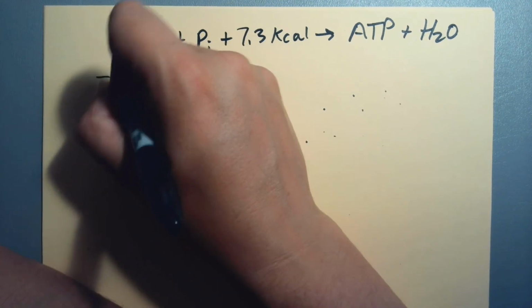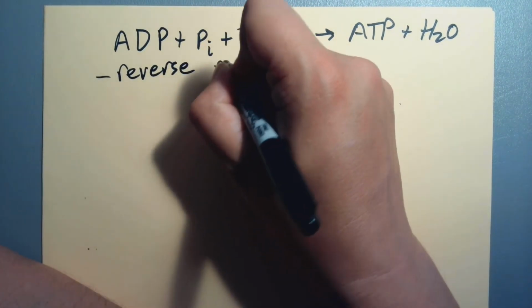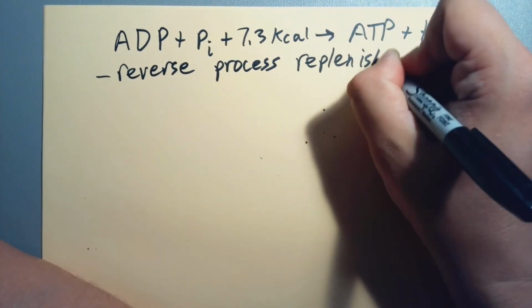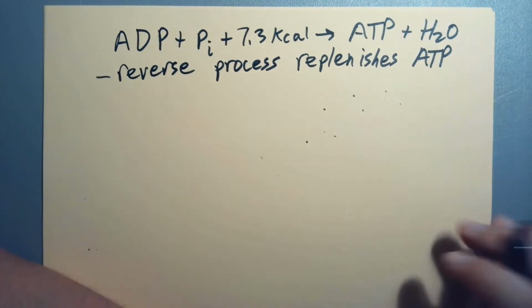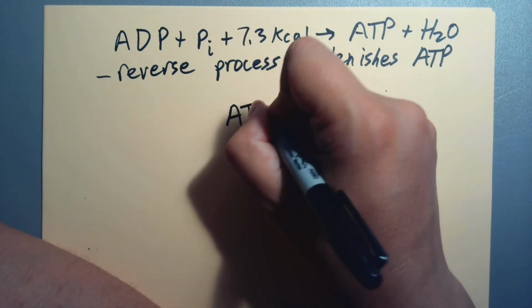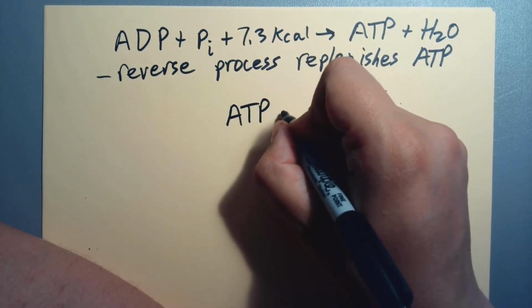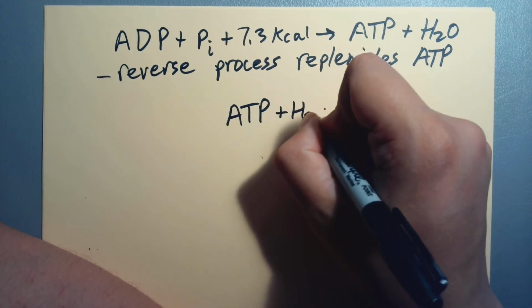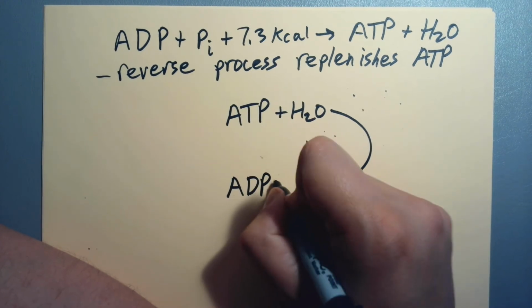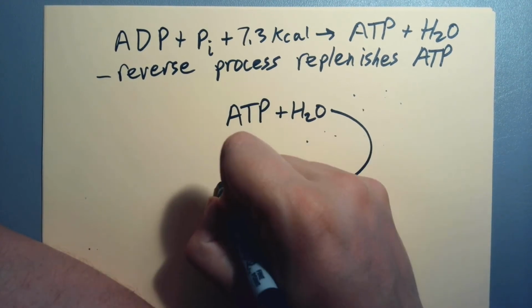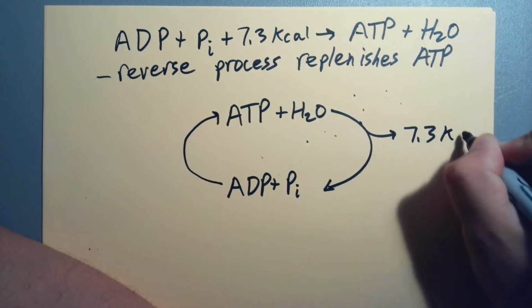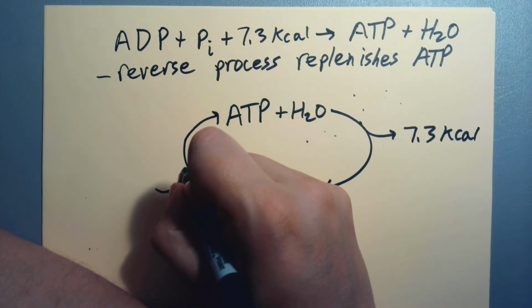So the reverse process replenishes ATP. So that's why it's a cycle. You've got ATP plus water. You break them apart, you get ADP plus phosphate. You can go back and forth. And so over here, 7.3 kcals of energy. And over here, we got to put that energy in.